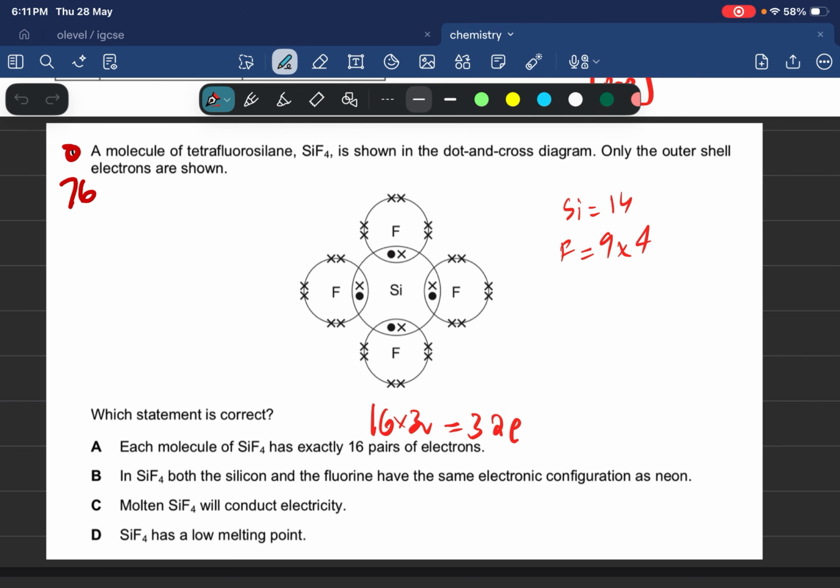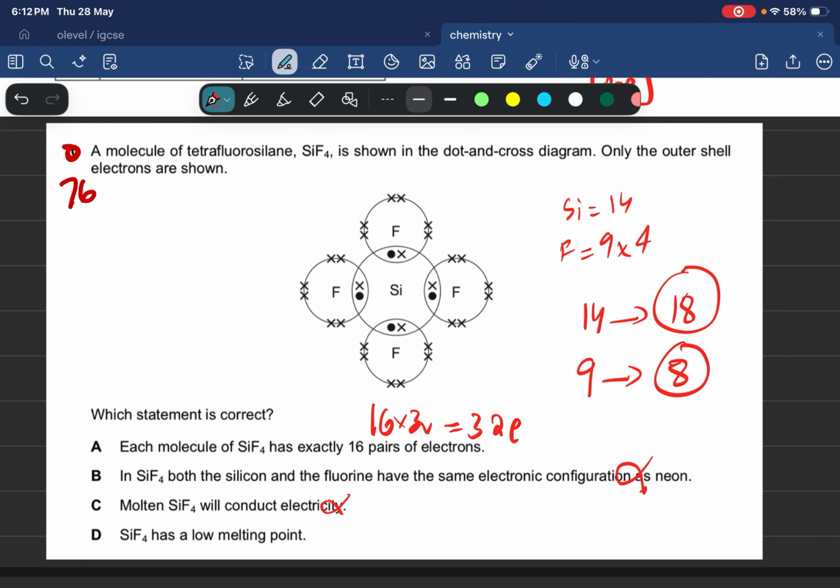But there's a problem. Silicon has 14, so when it makes this bond, it's going to have 18 in total. And fluorine has 9. When it makes this bond, it's going to get 1, so it's going to have 8. So it's not like neon. For silicon, it's like argon, but for fluorine, it's like neon. So this is incorrect. Molten SiF4 will conduct electricity.